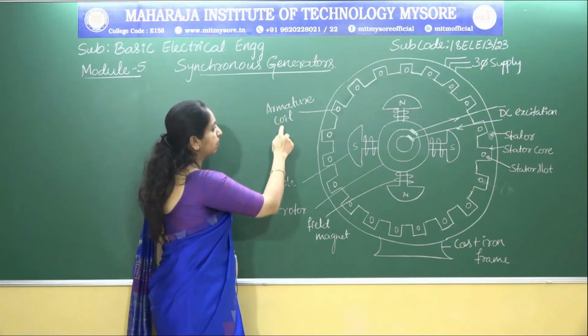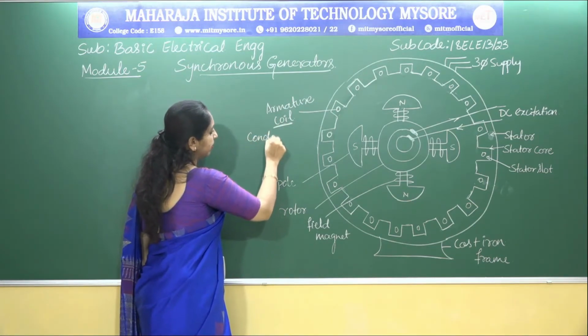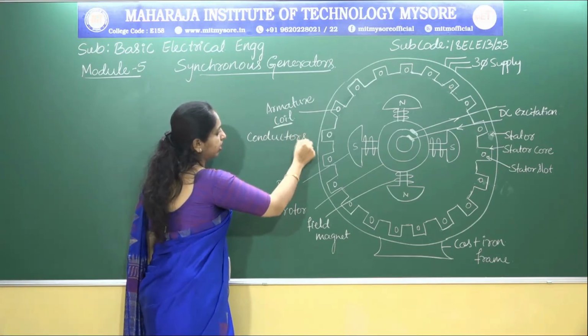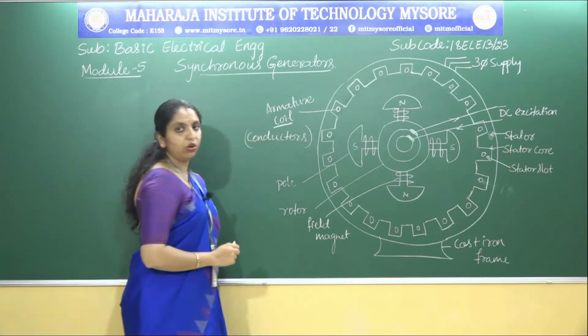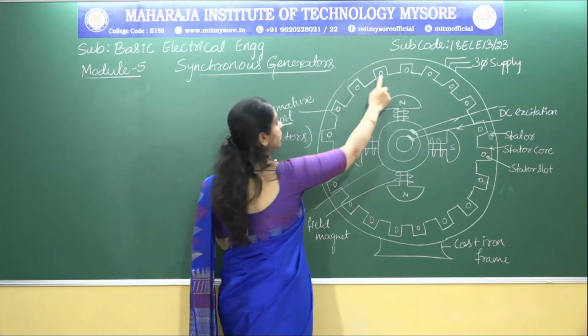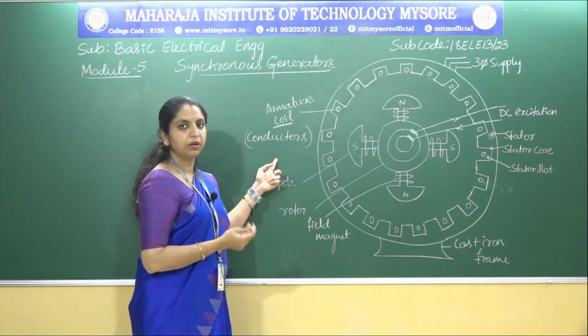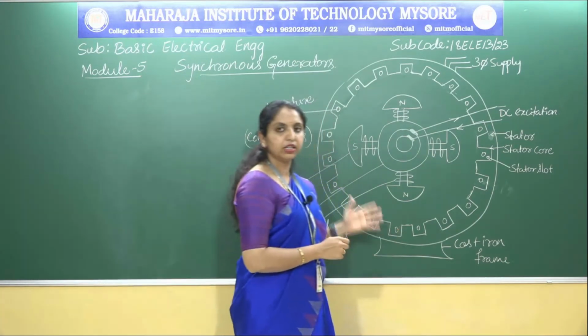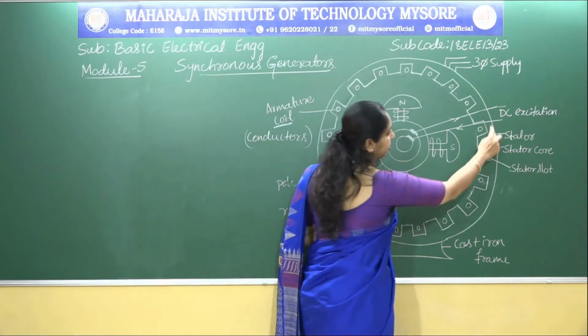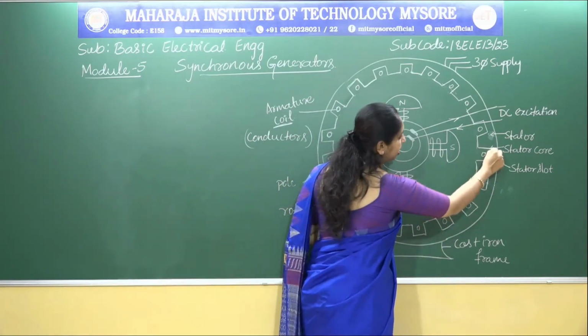So remember, the armature coil, we also call it conductors. To accommodate the armature coil or conductors, semi-open slots or open slots are made on the inner periphery of the stator. And in the construction part, you can see the outer part is the stator, and this is the stator core.